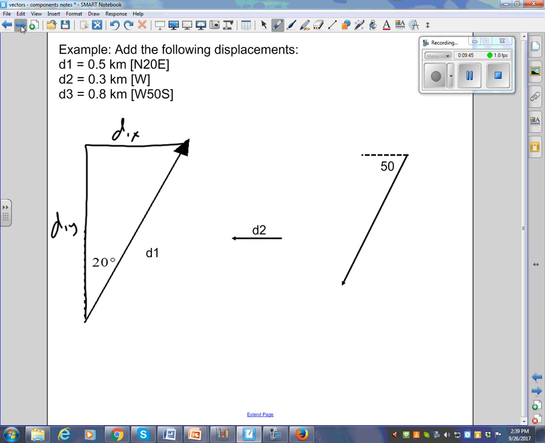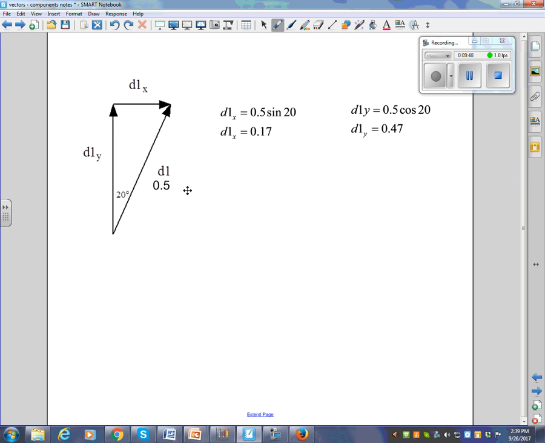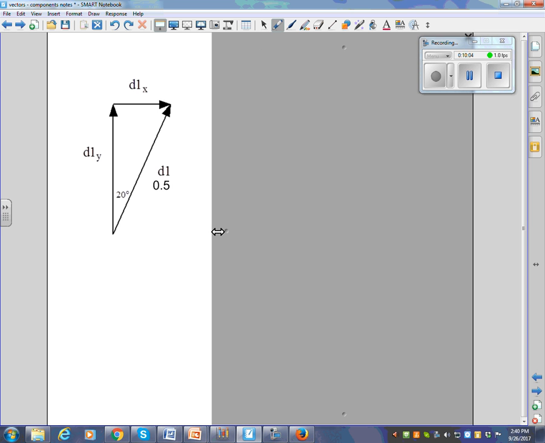Okay, so there I've drawn it. D1 was 0.5, right? D1 was 0.5, and the angle here was 20. So D1x is going to be opposite. You can draw it now. And I'm going to go like this.